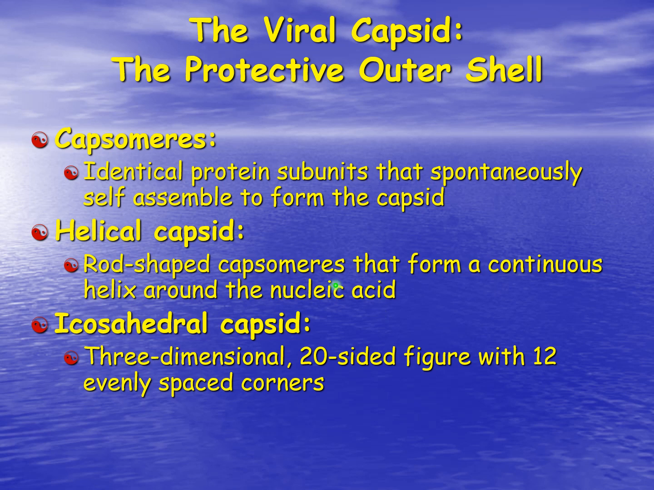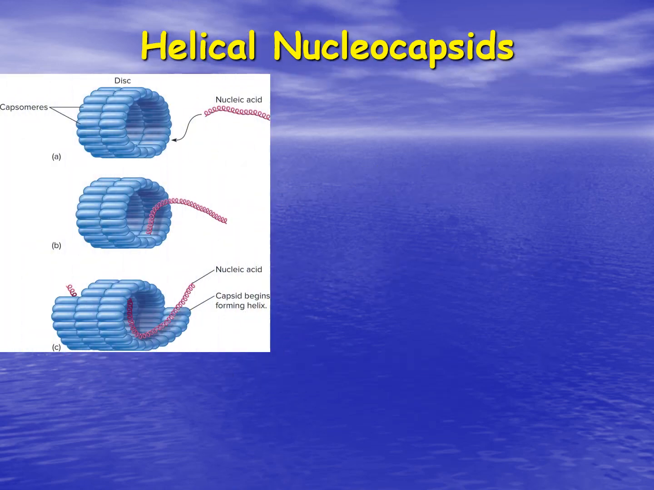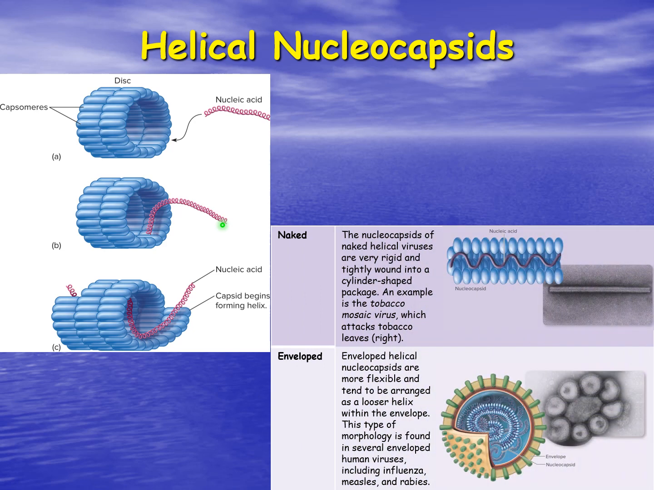And this is one way that we can help identify what type of virus it is. Do they have a helical or an icosahedral capsid? So this is just showing, again, one of the helical capsids that's forming around the nucleic acid core. A naked virus of the helical shape is shown here. And this is actually a helical shape surrounded by a capsid, which then has an envelope around it.